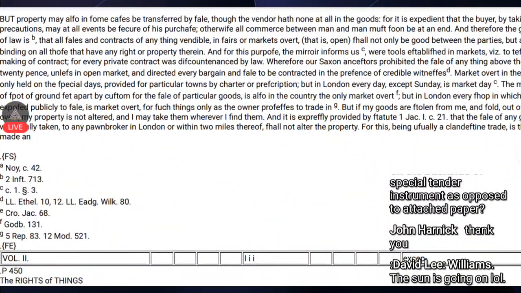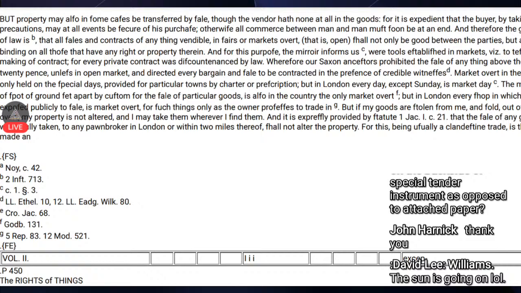But property may also in some cases be transferred by sale, though the vendor hath none at all in the goods, for it is expedient that the buyer, by taking proper precautions, may at all events be secure to his purchase. Otherwise all commerce between man and man must soon be at an end. And therefore the general rule of law is that all sales and contracts of anything vendible in fairs or markets overt, that is, open, shall not only be good between the parties, but also be binding on all those that have any right or property therein.